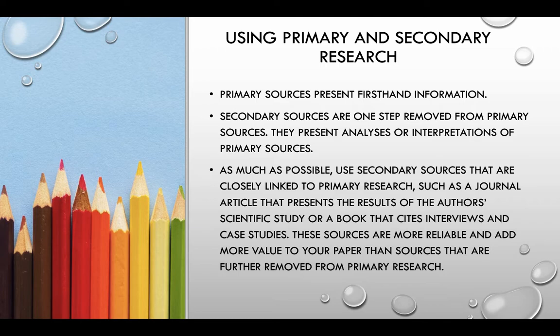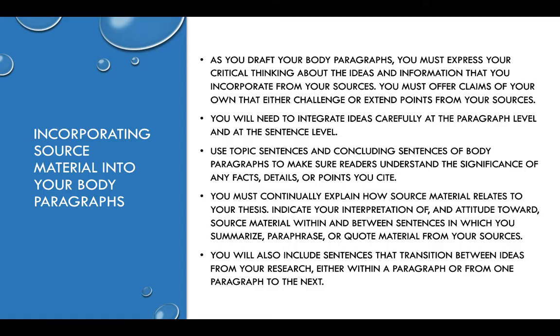Think about using things that are just maybe one step away from that primary research, analyzing that kind of stuff. A journal article presents the results of a scientific study, or a book that cites interviews and case studies. These sources are more reliable and add more value to your paper than sources that are further removed from primary research. If you get something that quotes something that quotes something that quotes something else, that's like fourth place. So you need to get something that is as closely related to that primary research, or at that actual primary research, as you can.